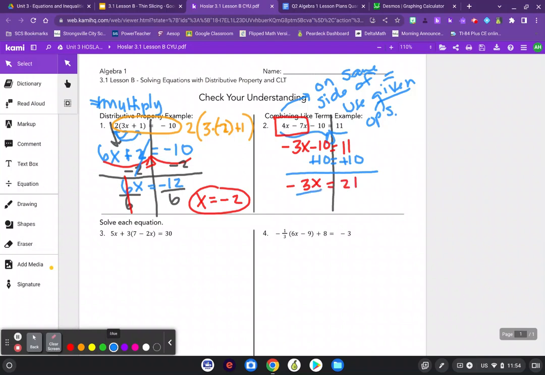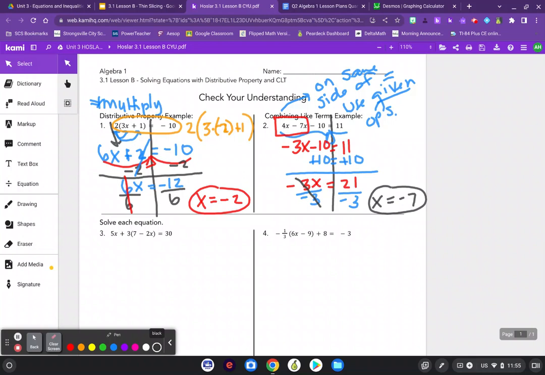I want to know the value of each x, so I'm going to divide by negative 3. I'm going to do that on both sides to maintain balance. Negative 3 divided by negative 3 just gives me 1x. That's what I want to know. I want to know the value of 1x, and 21 divided by negative 3 is negative 7.